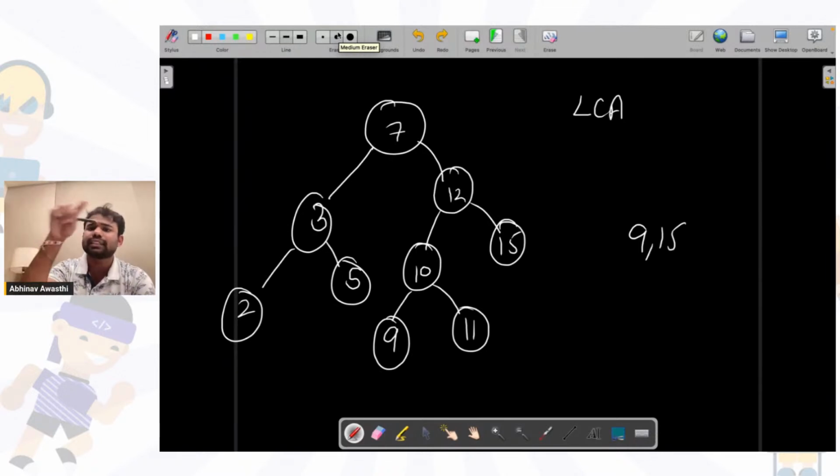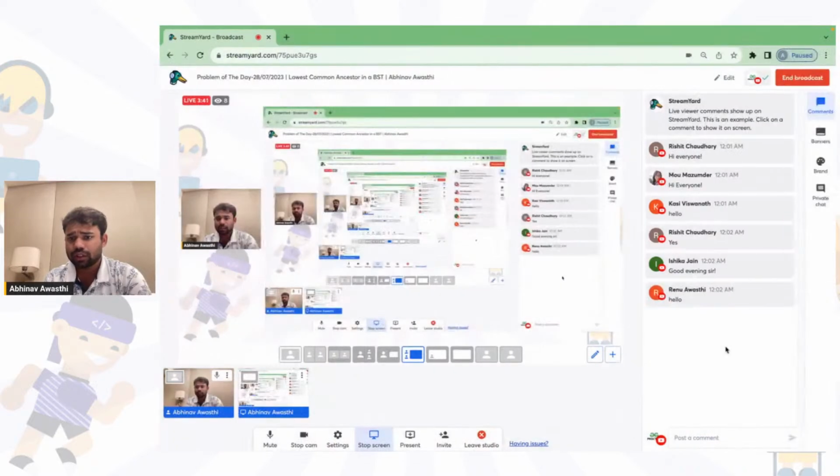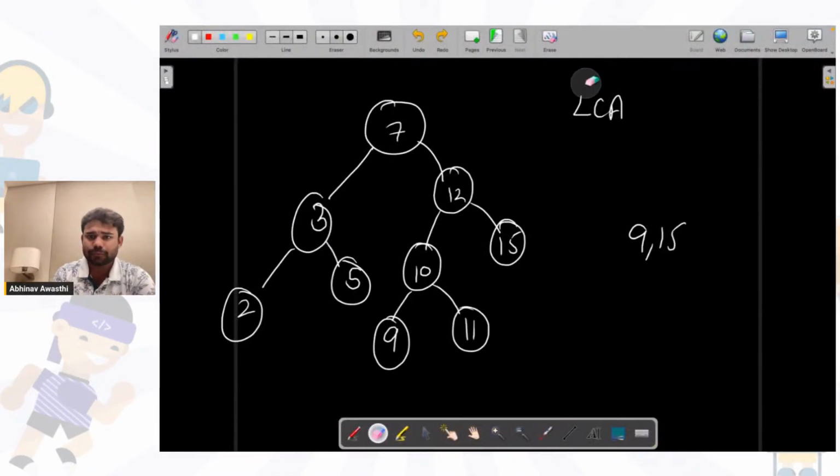So root is the ancestor of everyone. Okay. But we want lowest. Hello, hello, everyone. Got it? That's the basic thing. That's the basic point. Okay.